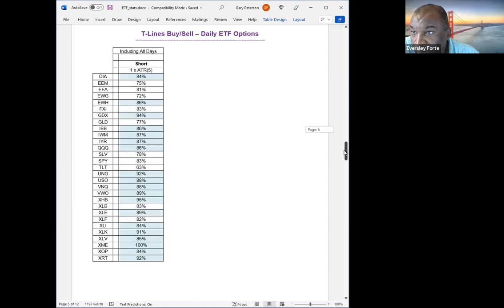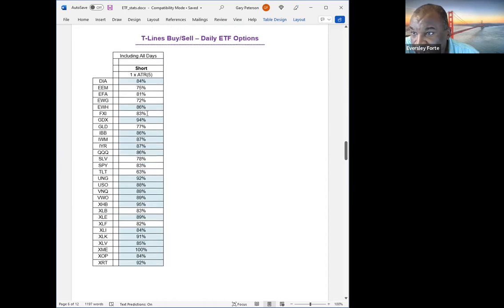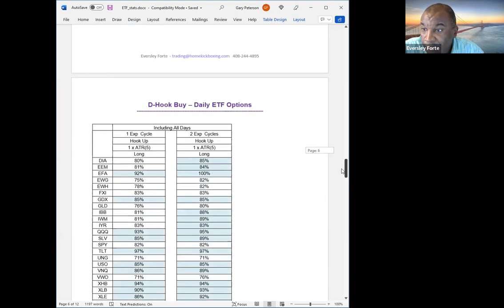Another one, T-line buy. This is the short side, similar strategy, short side. If we get a trade value in EM for this short trade, we'd pass. We begin to trade valid on GDX, gold mining stocks. One of my favorite ETFs to trade is GDX. I'd be taking that trade. GDX is good on every strategy.